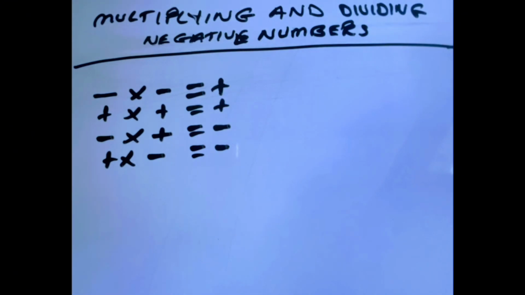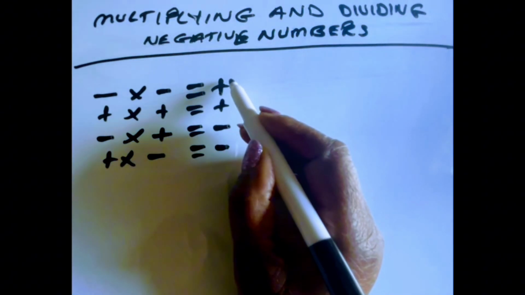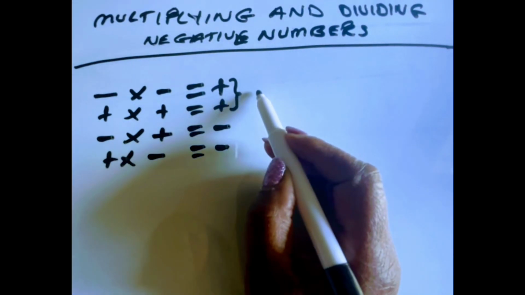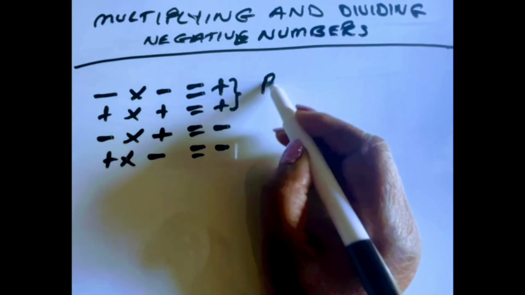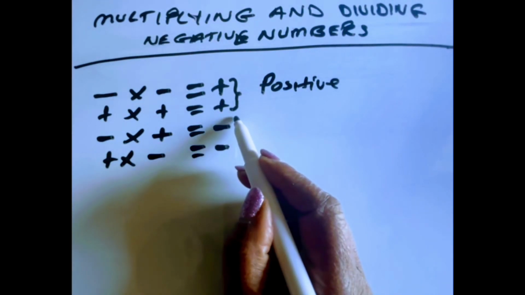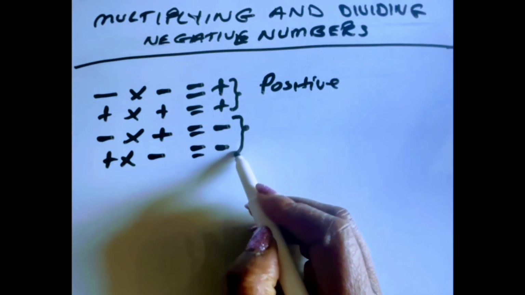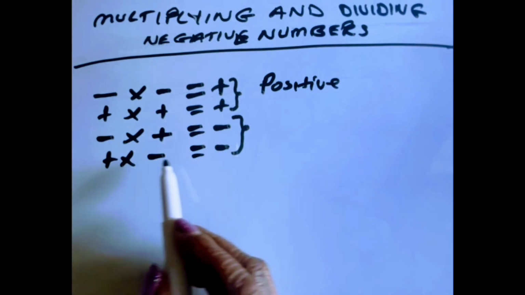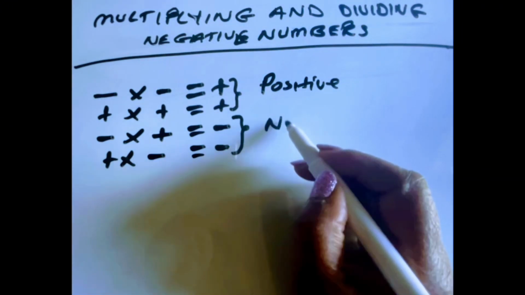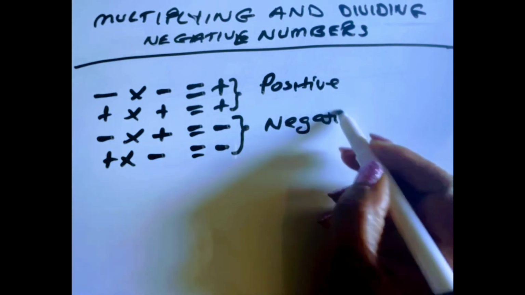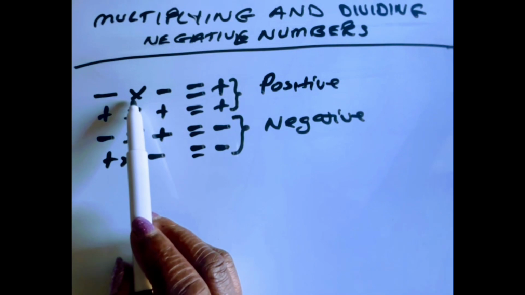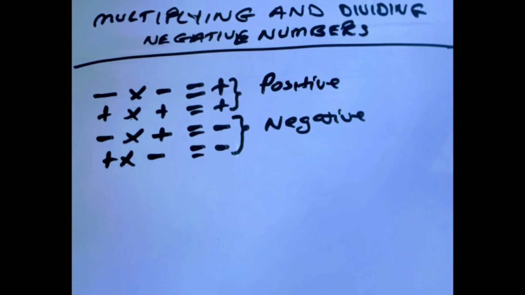So what I need you to remember is that when you are multiplying or dividing two of the same, you will always have positive. And when you are multiplying or dividing two opposites, negative and positive or positive and negative, you'll always end up with a negative number. So remember, this works for both division and multiplication. So let's do a few examples.